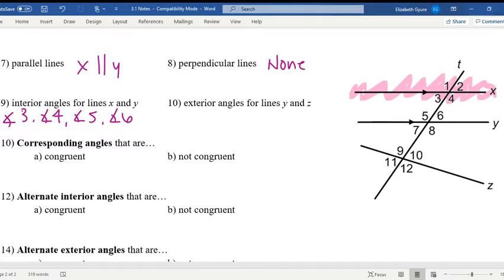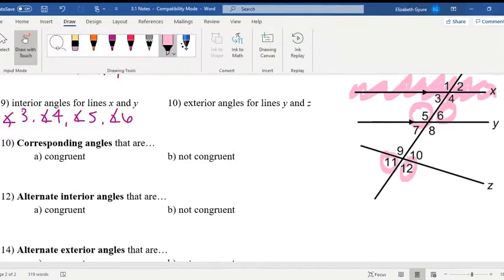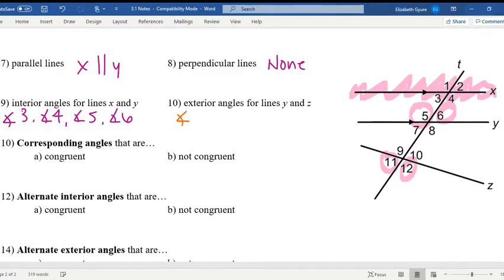Ethan? 5, 6, 11, and 12. Exactly. Very good. Because it doesn't matter if it's not like on the exterior of your picture in general, right? It depends on which portion of your picture you're looking at.